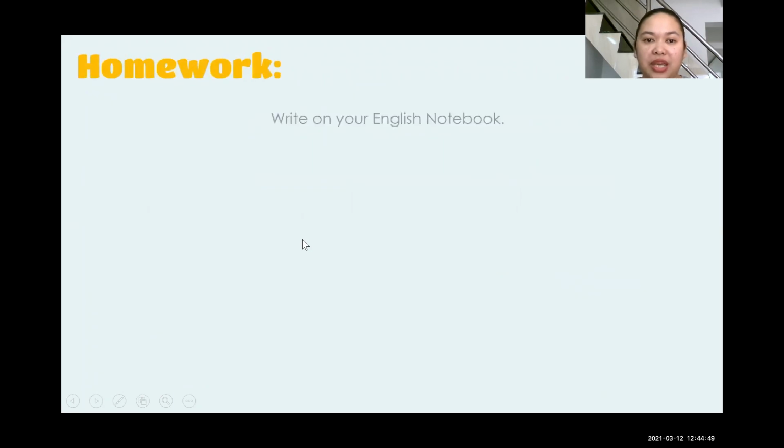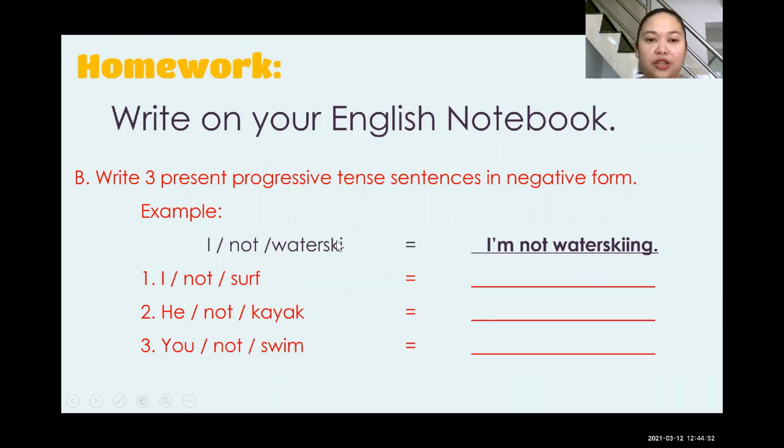And also letter B, write also this one in your English notebook. Write 3 present progressive tense sentences. This one is in the negative form. For example, I, not water ski. So you need to complete the sentence. You need to write the complete sentence in negative form. I'm, we use the short form of the pronoun and the verb to be. I am, I'm, and then not, and then the verb in ing form. I'm not water skiing. So you answer number 1, number 2, and number 3.